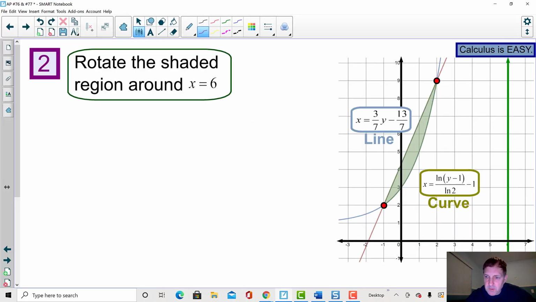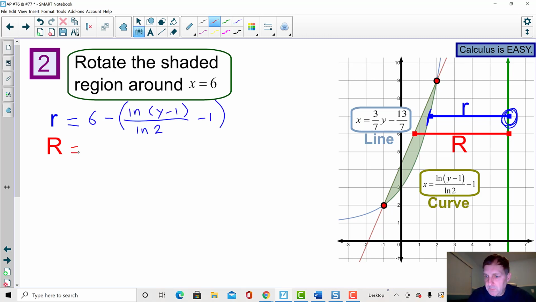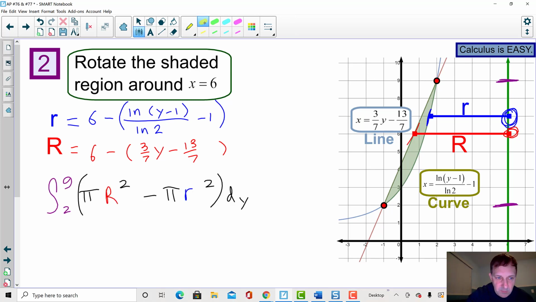Okay, for example number 2, we're going to go ahead and rotate our shaded region around the line x equals 6. So that's going to be our little r, and that's going to be our big R. Let's make our big R red. All right, so our little r is going to be 6 minus, and then the curve. The big R is going to be 6 minus, and then the line. We are going from y equals 2 to y equals 9. All right, so our integral is going from 2 to 9, and it's pi R squared minus pi r squared. We always put the big R first, and then minus, and then we do the little r second.